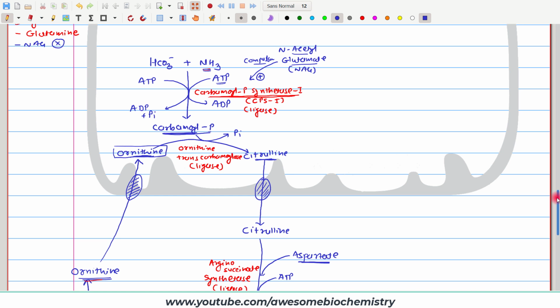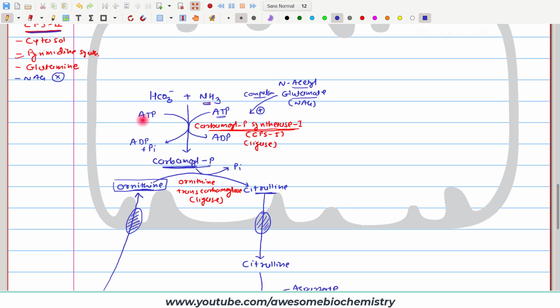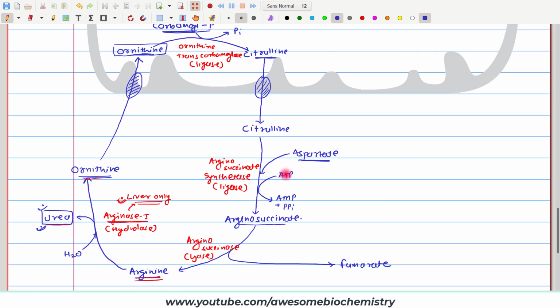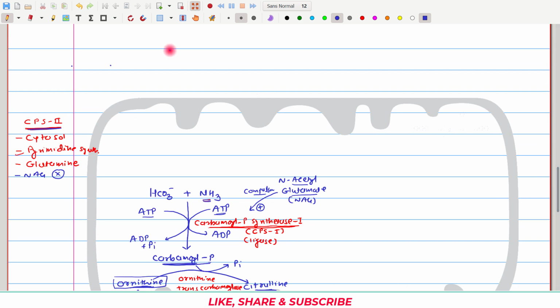If we look at the energy consumption, as you can see, 2 ATPs are utilized over here and 1 ATP here, which is equivalent to 2 ATP. So, a total of 4 ATPs, or you can say 4 high energy phosphate bonds, are used for the synthesis of one molecule of urea. So, we can say that the urea cycle is quite an energetically expensive process.